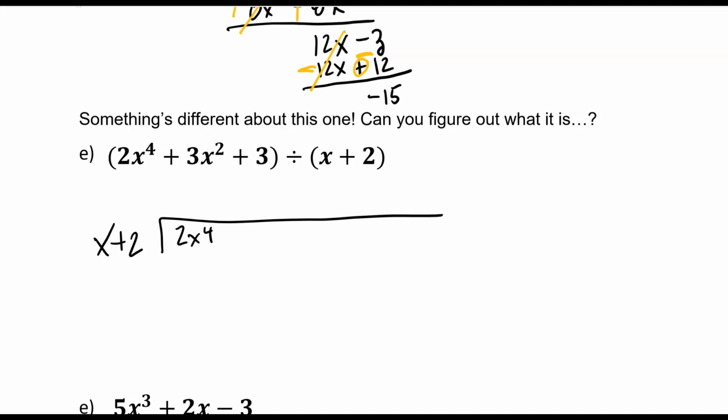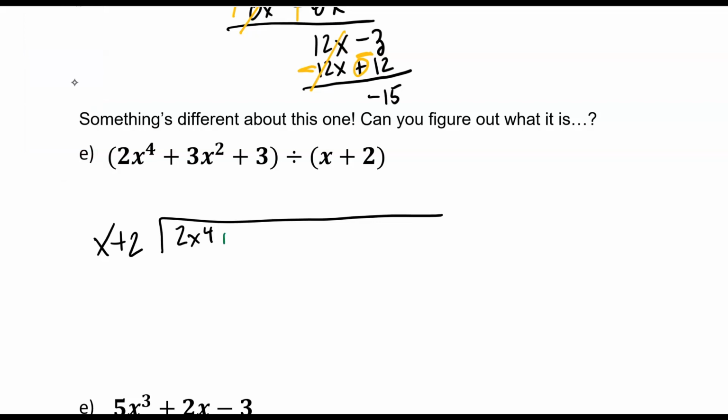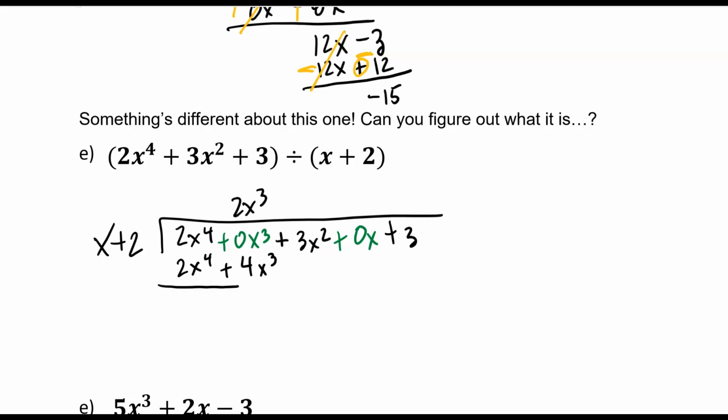2x to the 4th, which is fine, right? But now we have 0x cubed. We already have 3x squared, but we are missing a 0x, and we have the plus 3. So let's begin. X times what is 2x to the 4? It's 2x cubed. We're going to multiply that times x plus 2 to give us 2x to the 4 plus 4x cubed. And then we're going to change our signs again.